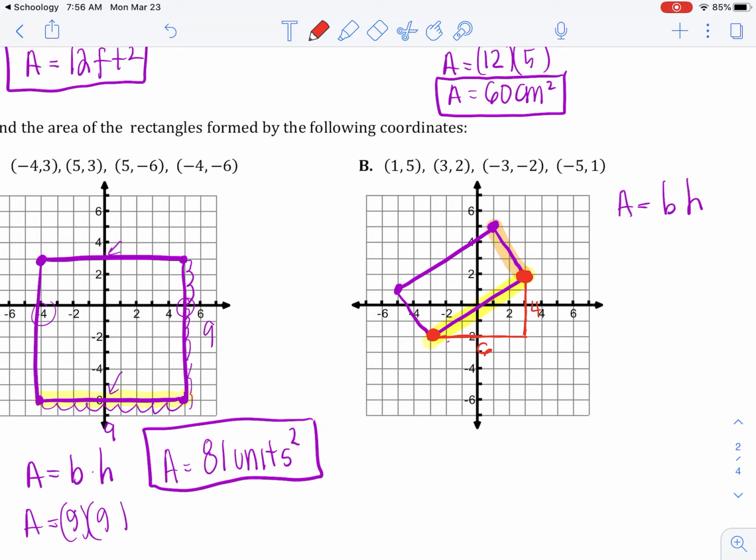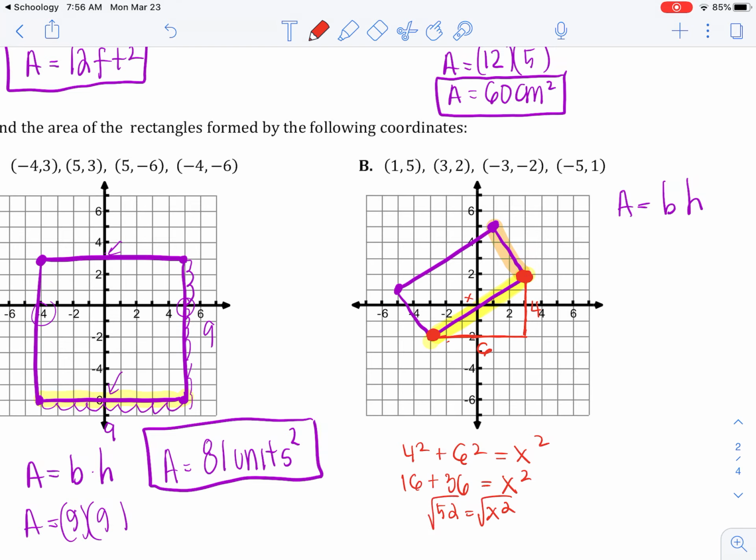If you guessed Pythagorean theorem, you guessed correctly. So let's go ahead and find that. Remember, you're looking for the hypotenuse this time. So I'm going to do 4 squared plus 6 squared equals x squared. 16 plus 36 is equal to x squared. 52 is equal to x squared.